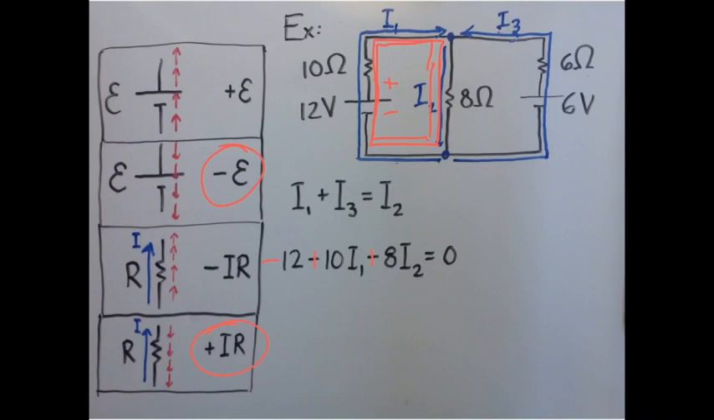All right, now go ahead and try and write the equation for this loop. Again, this one should be pretty conventional.